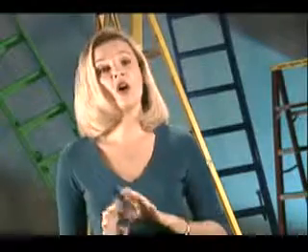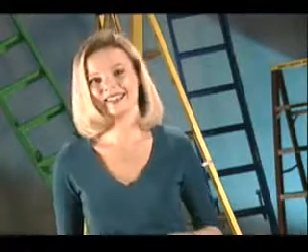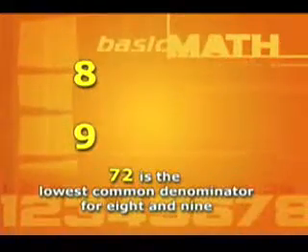All right, we've got one more thing to throw at you. The lowest common denominator is also one times the other when all the denominators are composite and do not have any common factors other than 1, like 8 and 9. Both 8 and 9 are composite numbers.